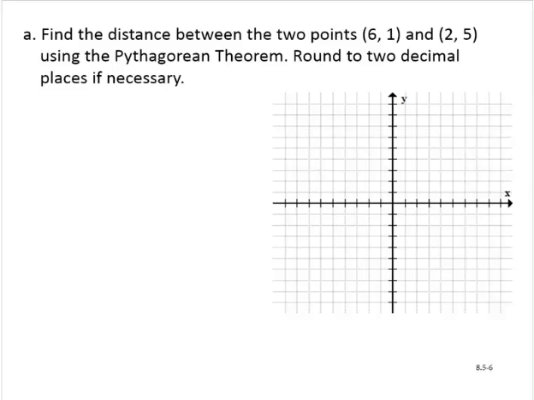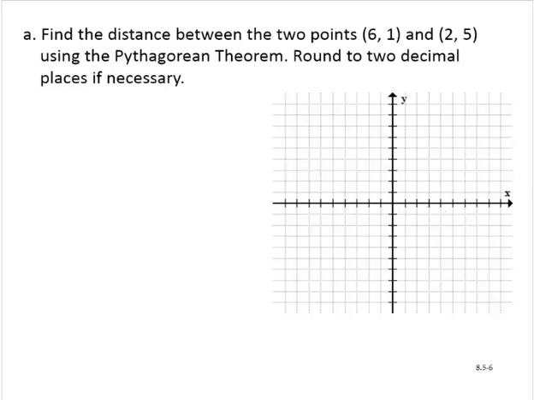Find the distance between the 2 points (6, 1) and (2, 5) using the Pythagorean theorem. Round to 2 decimal places if necessary. Alright, so let's plot these 2 points and see what we mean by the distance.